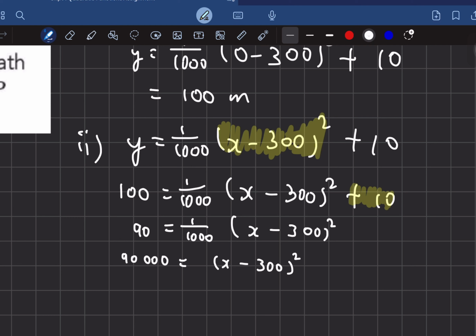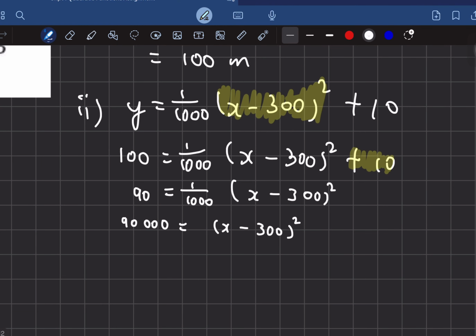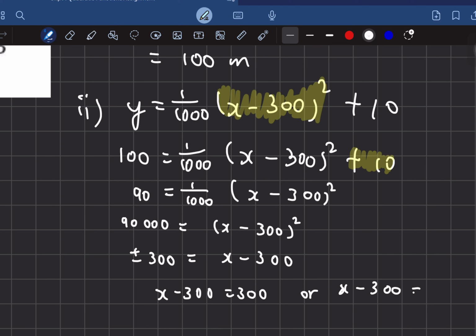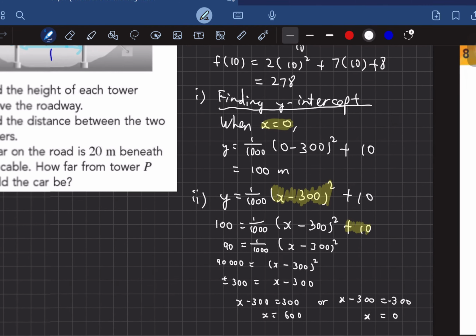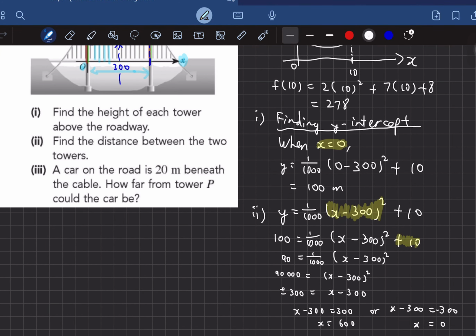Why? Because if we expand, the working is very long. So instead, I square root both sides. I'll have plus minus 300 equals x minus 300. Then I have x minus 300 equals 300, or x minus 300 equals negative 300. Then I have x equals 600, or x equals 0. Students may ask, there are two values, how do you know which value is the answer? Then we go back to the question to make sense.